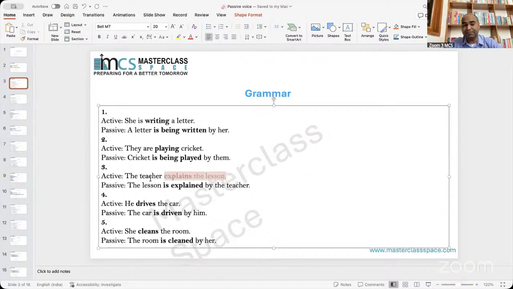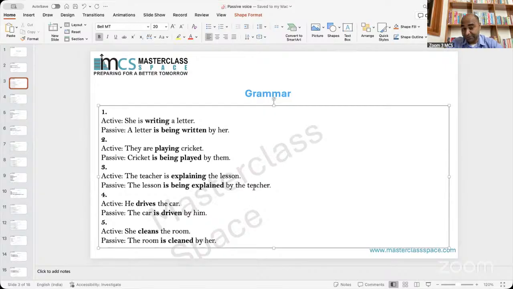Look at one more example. This is your present simple tense: the teacher explains the lesson. But when you convert into present continuous tense, you need to add is, then you need to remove s, then you need to add ing. So now it is present continuous tense, and this is: the teacher is explaining the lesson. But when you convert into passive voice, see this, it is the same format, and you just need to add being, and then it becomes passive voice. The lesson is being explained by the teacher.